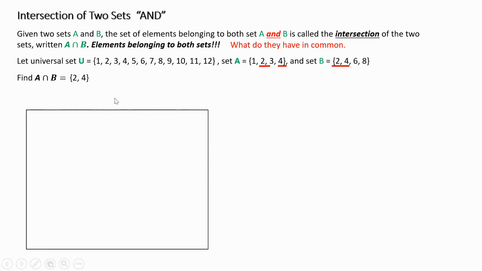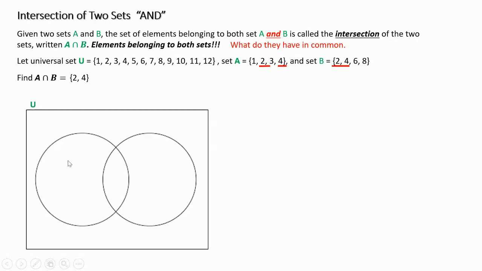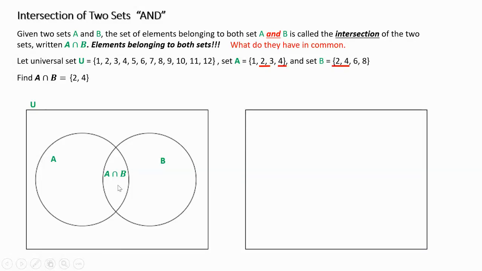How can we represent that in a Venn diagram? This is my universal set. This is set A. This is set B. So the intersection will be here where both sets intersect, right here in the middle. Okay. And let's do it with the numbers, with the elements. That's set U.